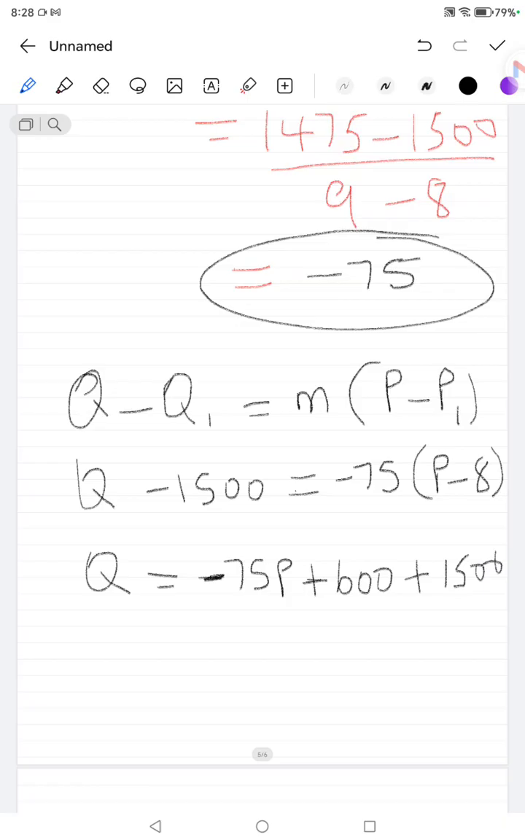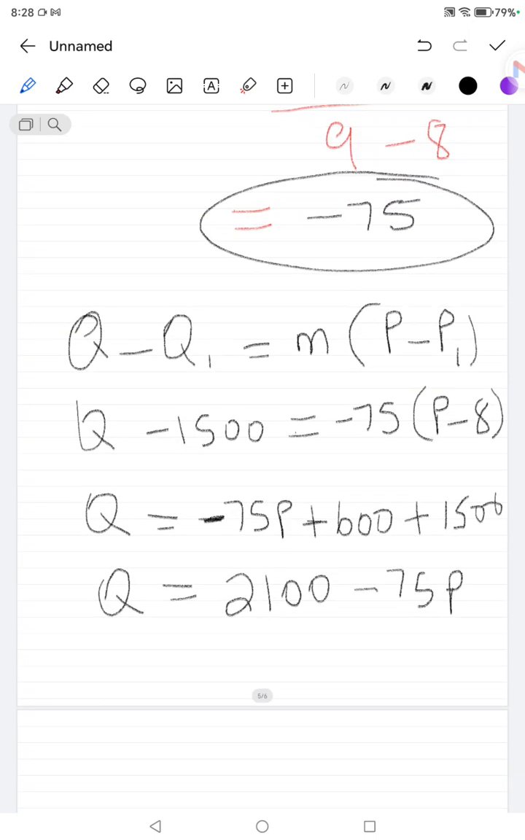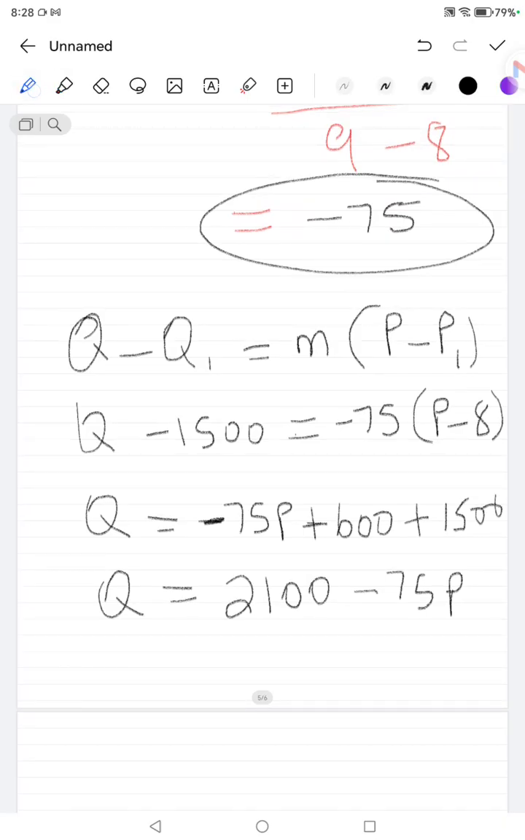So now you have your Q equal to 2,100 minus 75P. See? So that would be the formula that you have to write.